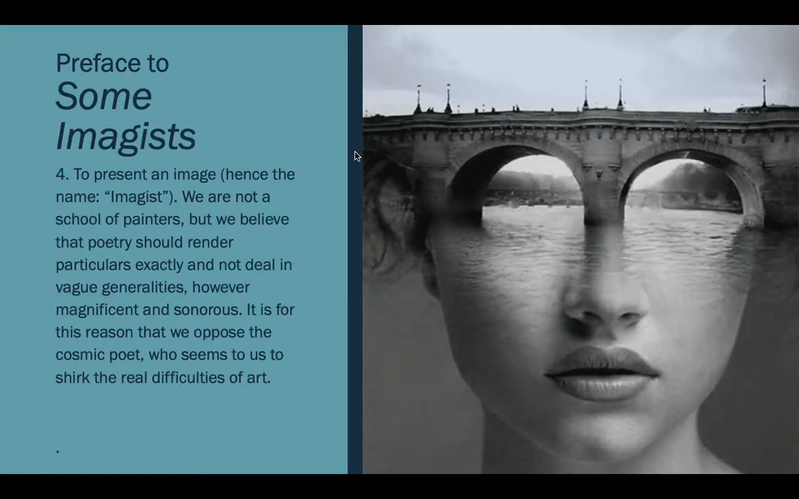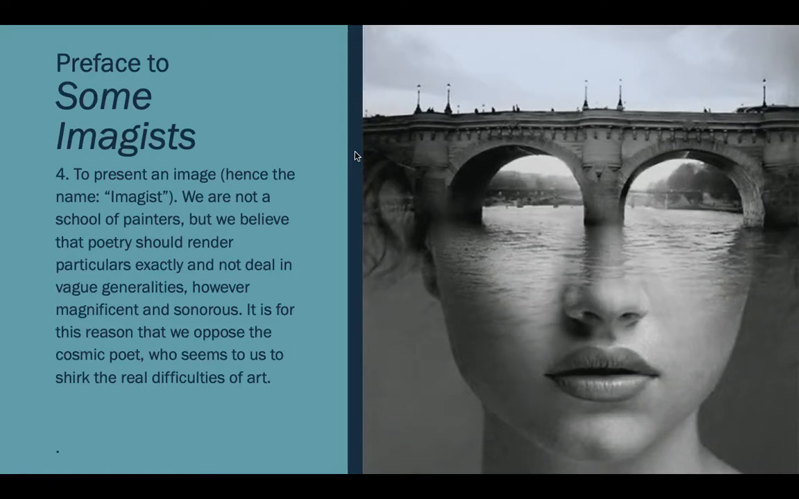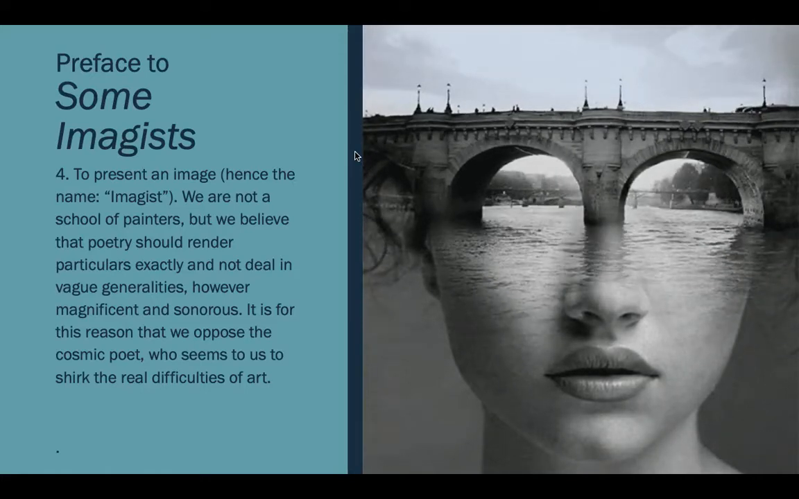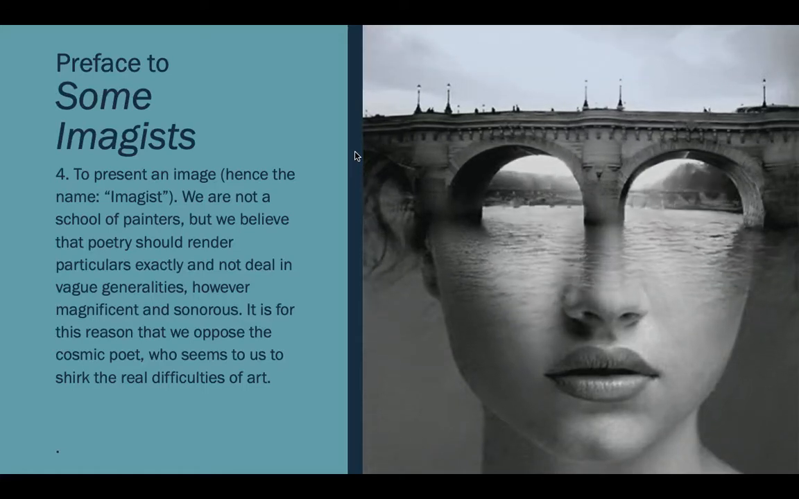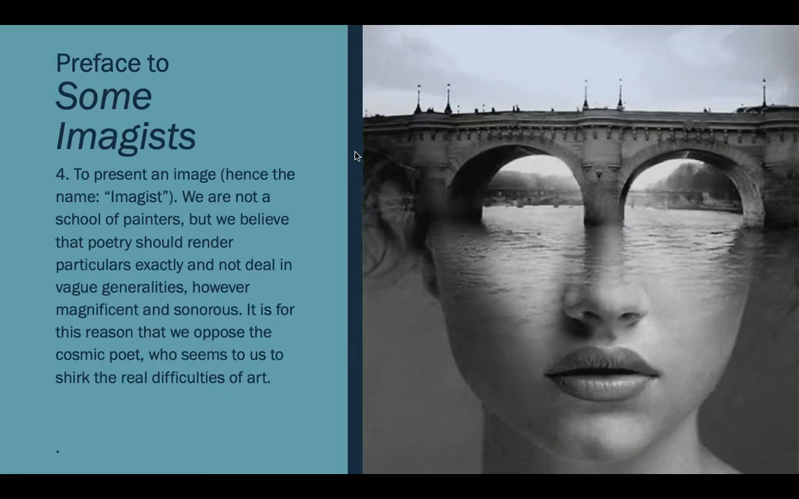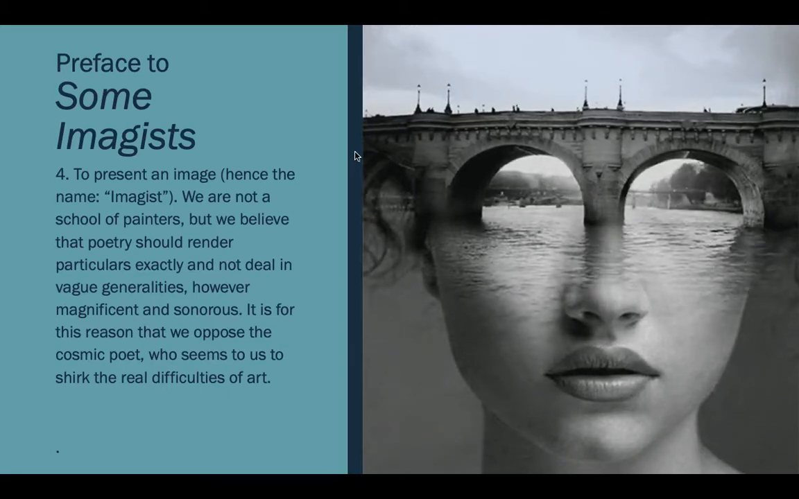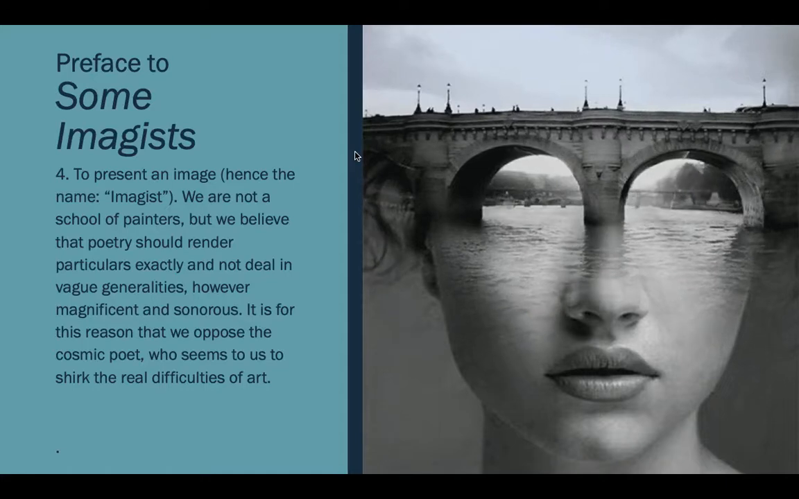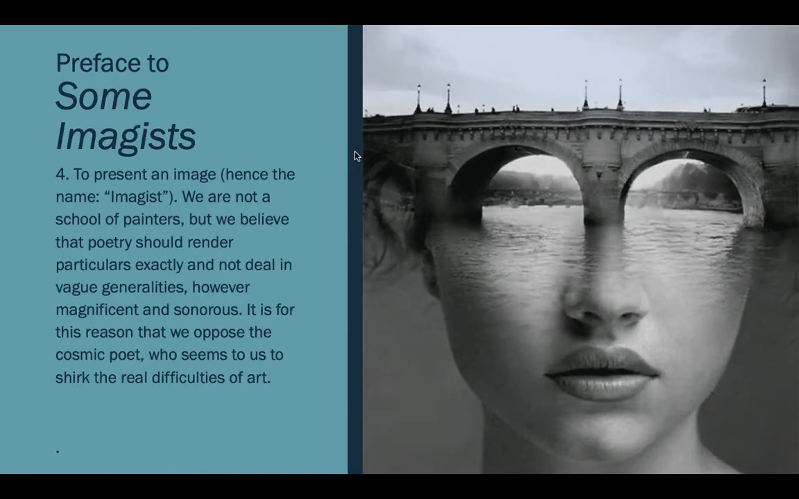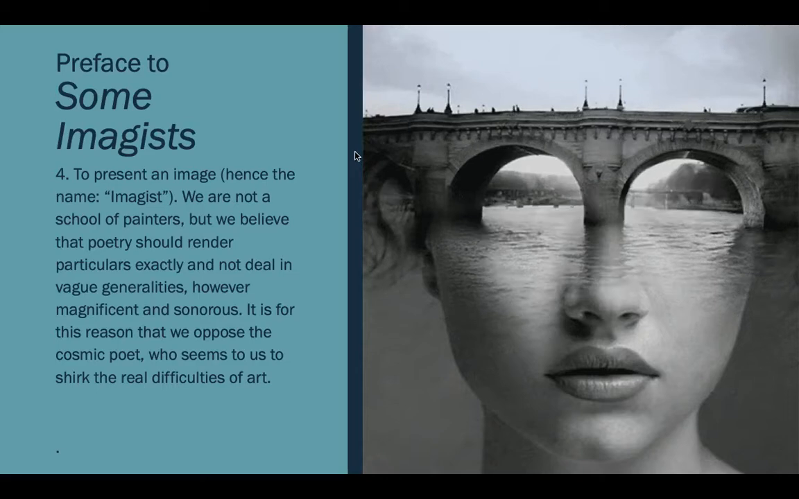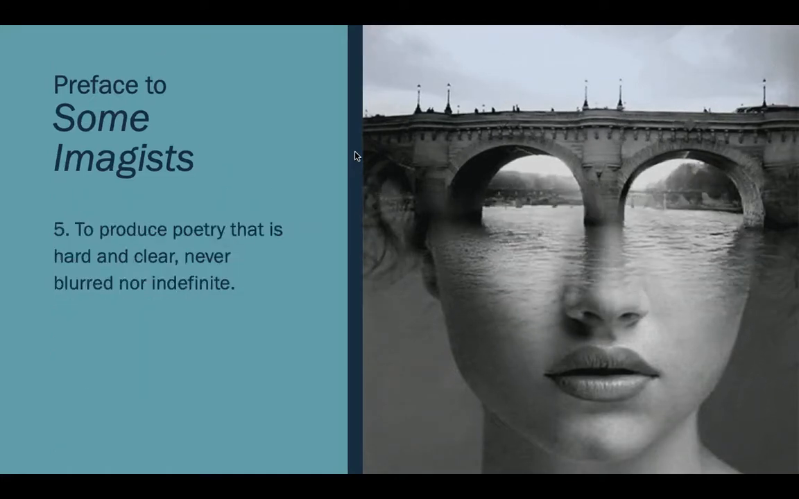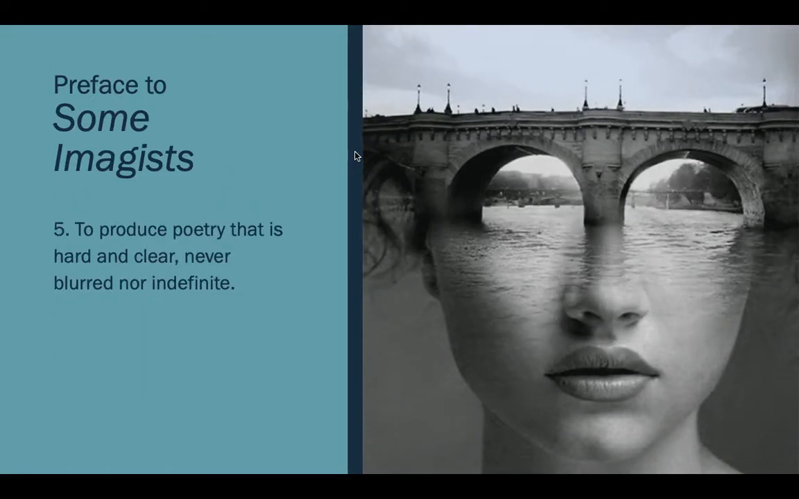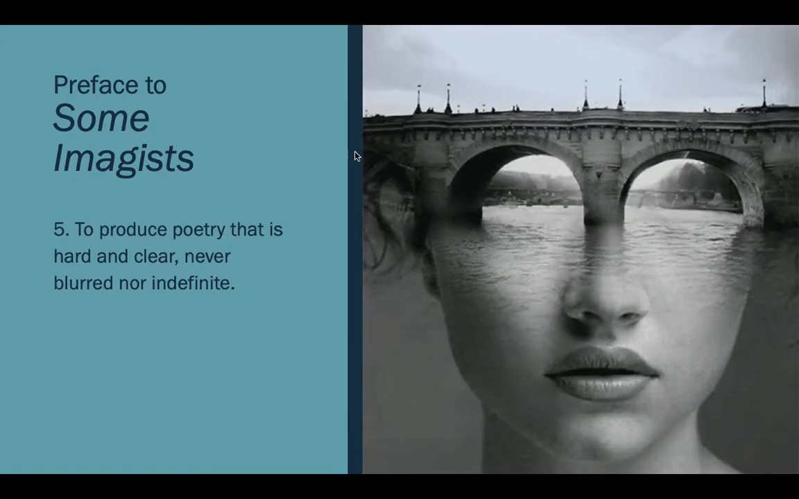What we're trying to do is create the sense of the image or the sense of the poem and not stand in the way of the poem itself. We're trying to impart and create as truly, as naturally, as honestly, and as effectively the image itself. To produce poetry that is hard and clear, never blurred nor indefinite.